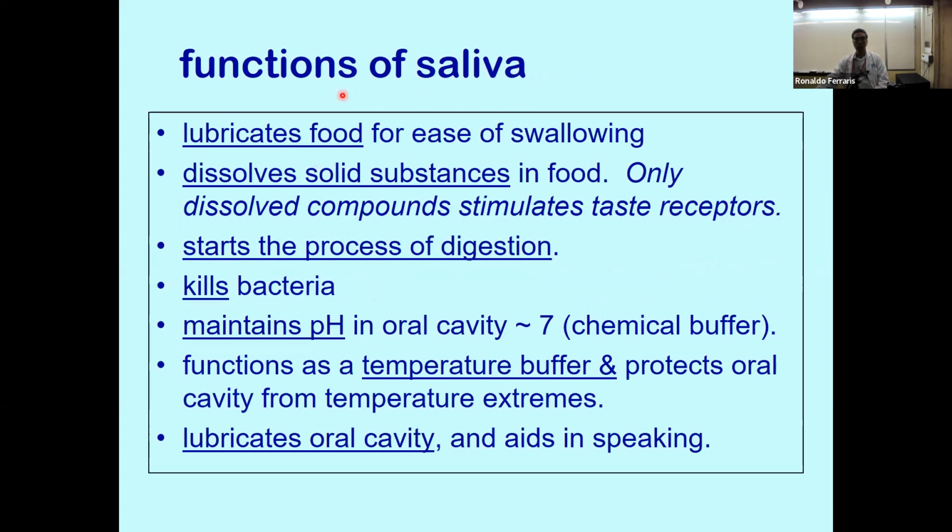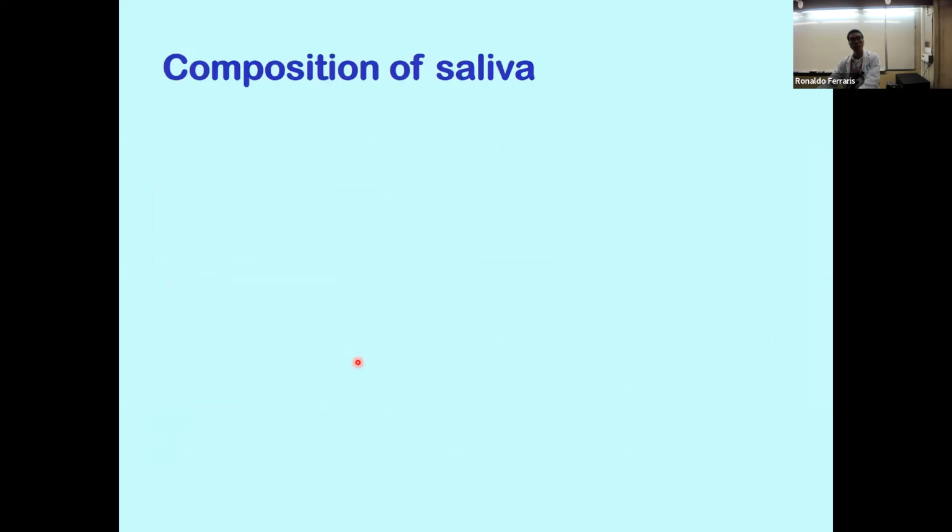So these are the functions of your saliva. They lubricate food. They also have bactericidal properties. They have enzymes. They maintain the pH, and they lubricate the oral cavity. So, for example, help me in speaking. So these are the functions of saliva. So what is saliva then, ladies and gentlemen? Well, there's two types. There's two categories.